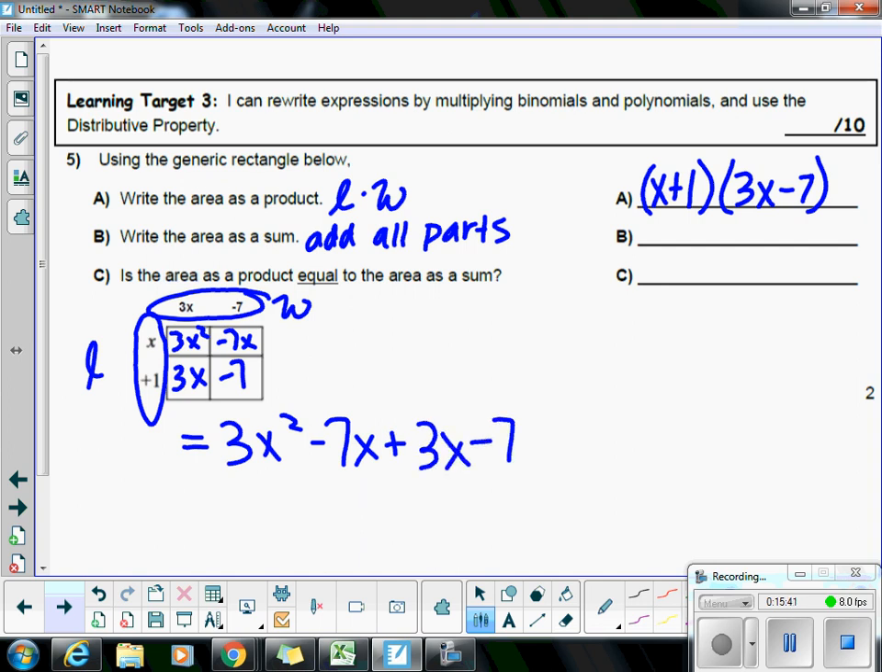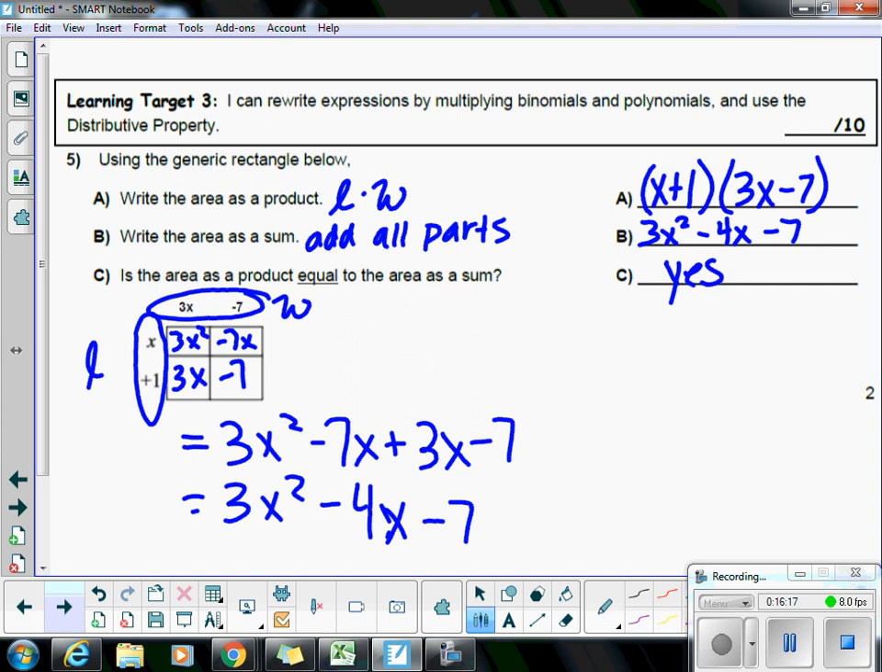So now we can start combining like terms. 3x squared minus 4x minus 4x minus 7. So that's our sum. I'm just going to write that on the line for answer B. 3x squared minus 4x minus 7. So are these two things equal? When I multiply the length times the width, and then I add up all the pieces inside, are those exactly equivalent? And the answer would be yes, they are.